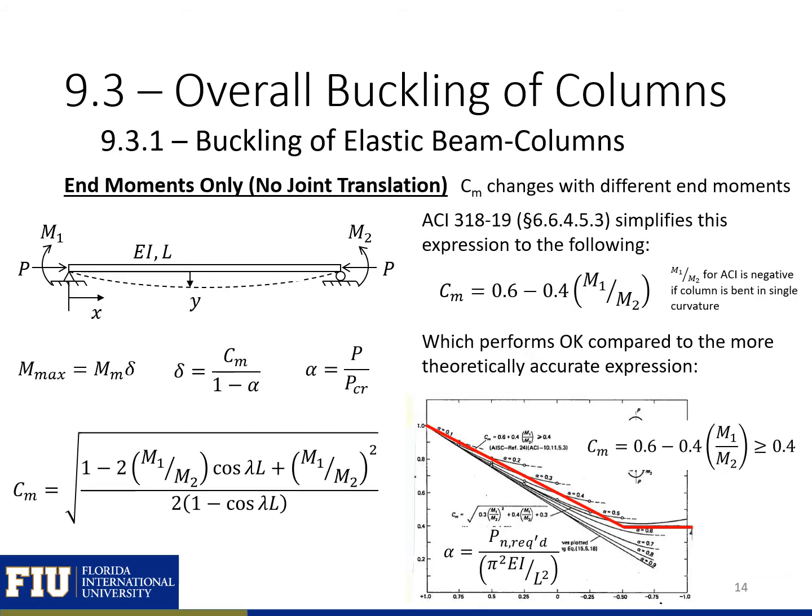So on this slide, you can see the simplified Cm expression that's given in ACI. Here's the detailed Cm expression that we just derived on the previous slide, and here's the simplified expression. So Cm equals 0.6 minus 0.4 M1 over M2, where M1 over M2 is negative if the column is in single curvature and positive if it's in double curvature, and M1 is the smaller of the two moments. You can see that it lines up pretty well with the theoretically accurate expression, and it's simpler to use, so this was the expression that's given in the code.